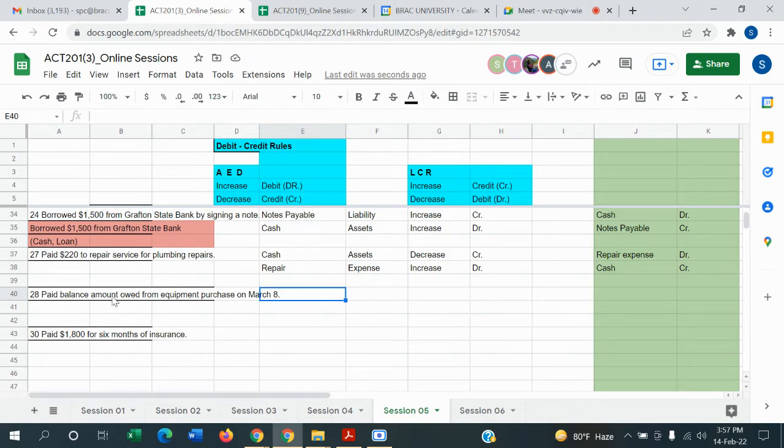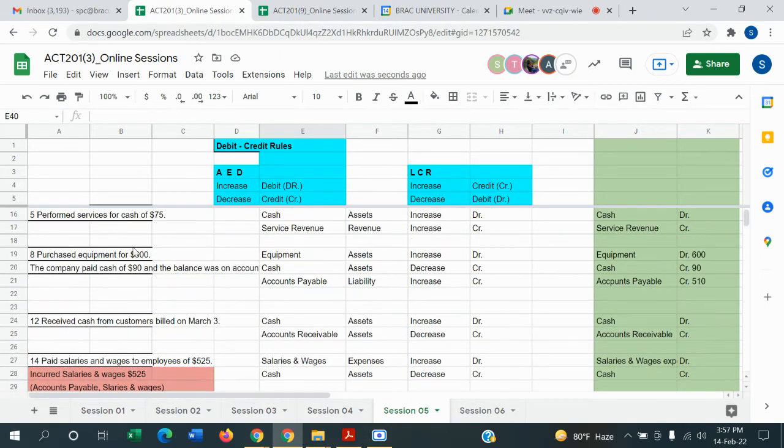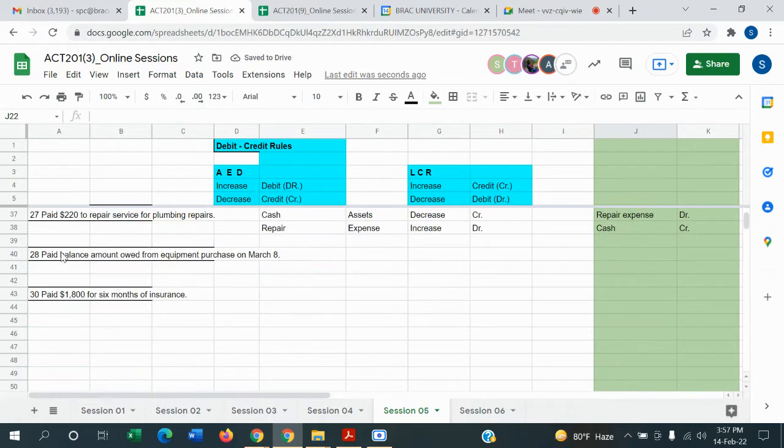28. Paid balance amount owed for equipment purchase on March 8. Let's see what happened on March 8. On March 8, you purchased an equipment of $600. At that time, you paid a cash of 90, but the remaining amount was not paid. That's why you created accounts payable with 510. Now you are going to pay this amount. Because no amount is specified, that means you have paid the full amount you are supposed to pay.